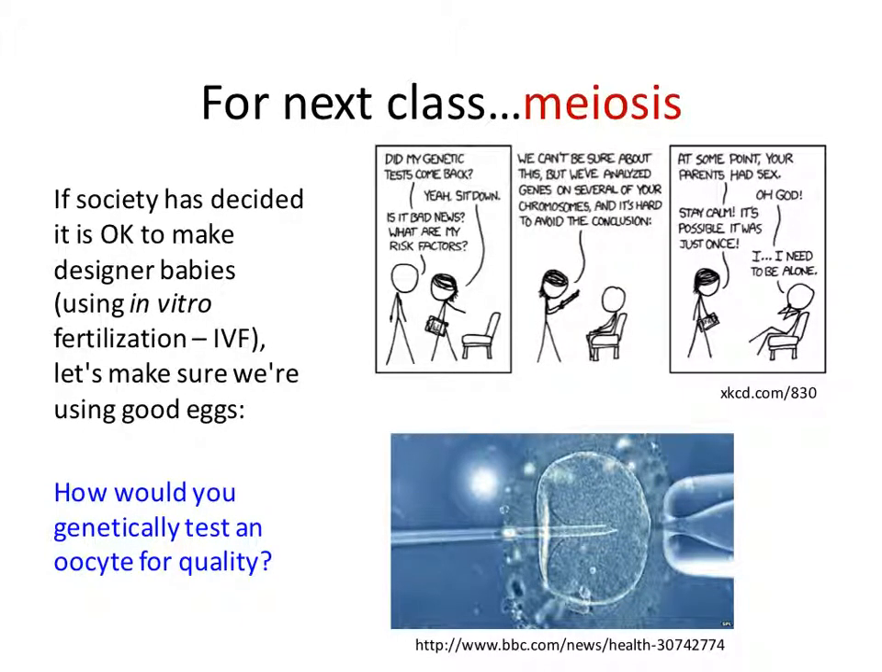So if we can do designer babies, we can use in vitro fertilization to make babies. So if we're going to do this, which we're doing now in society, how are we going to use the techniques we've already discussed and the knowledge we have from genetics to make sure, as long as we're doing it, let's do it efficiently. How are we going to use this information to test oocytes, or sperm for that matter, for genetic quality?